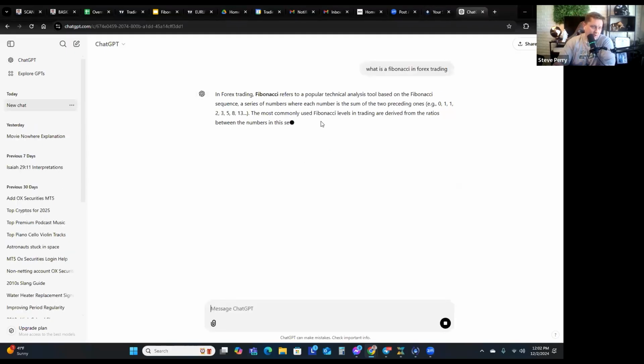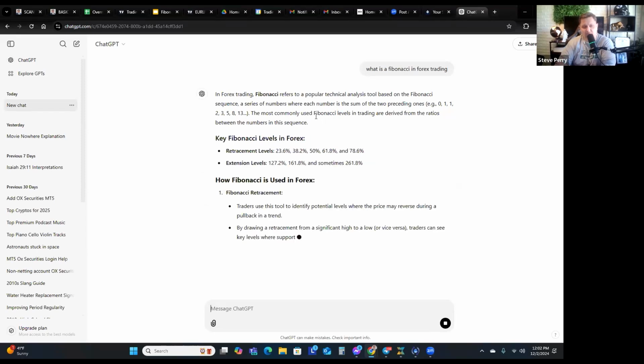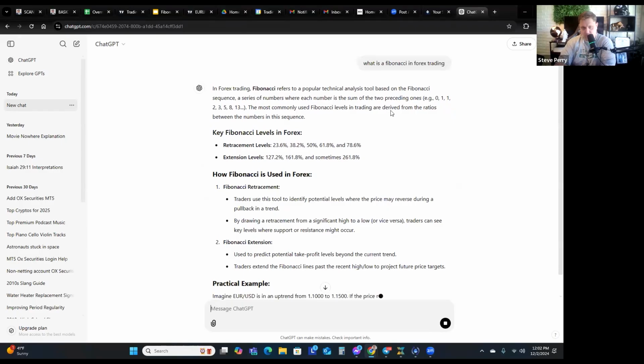Okay, so it's a popular technical analysis tool based on the Fibonacci sequence, a series of numbers where each number is the sum of the two preceding ones. So 0, 1, 1, and then 2, 3, 5, 8, 13. Most commonly used Fibonacci levels in trading are derived from ratios between numbers in this sequence. This, I forgot who made it, but some guy with the last name Fibonacci.